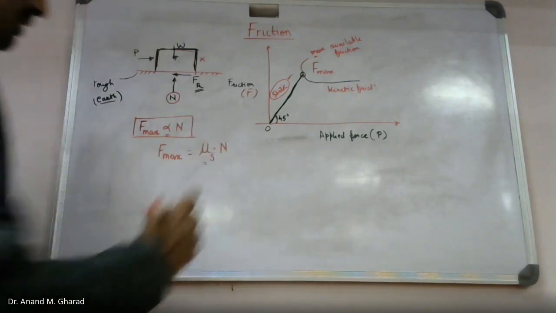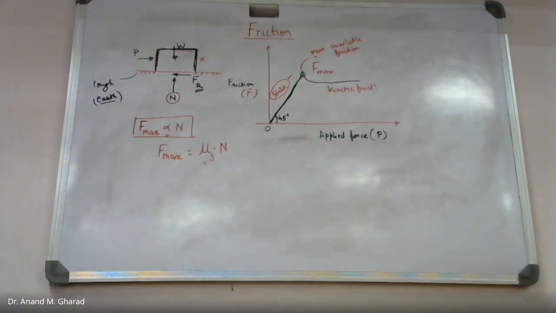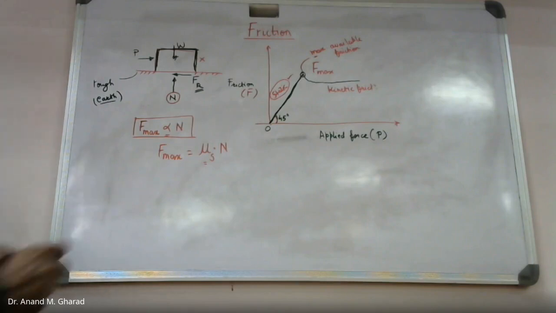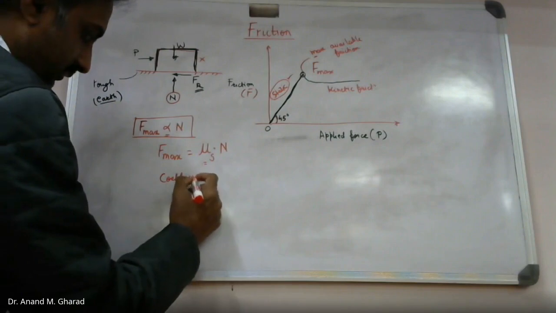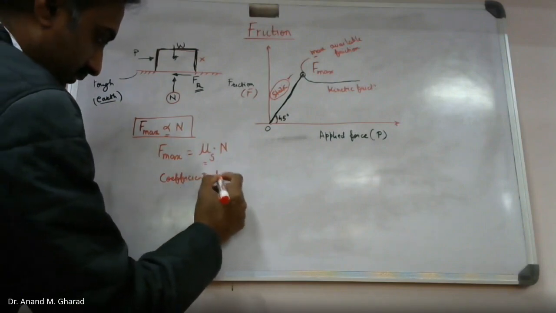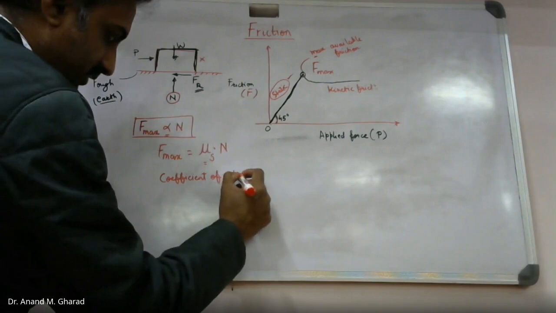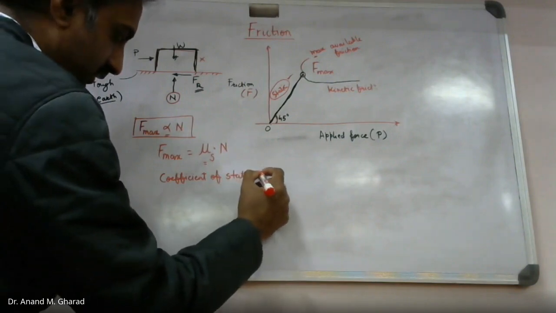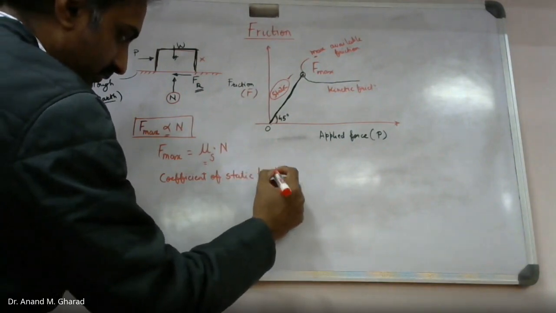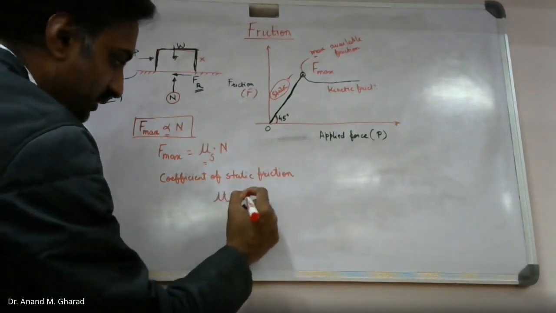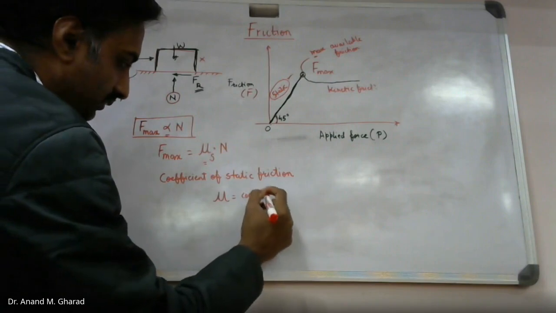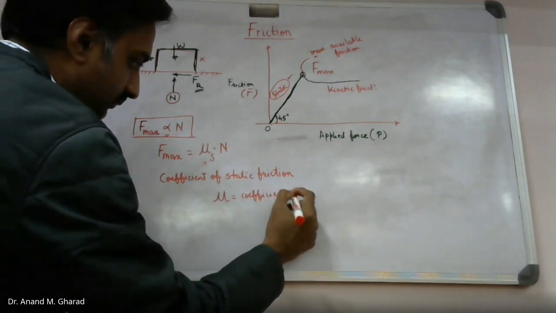I will let you know what this mu s is. Okay. So what is this mu s? Mu s is known as the coefficient of friction, here the coefficient of static friction. Otherwise, mu is known as the coefficient of friction.